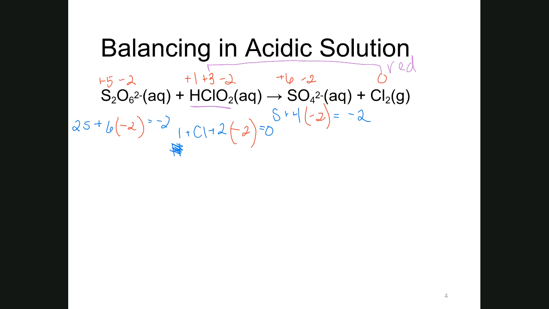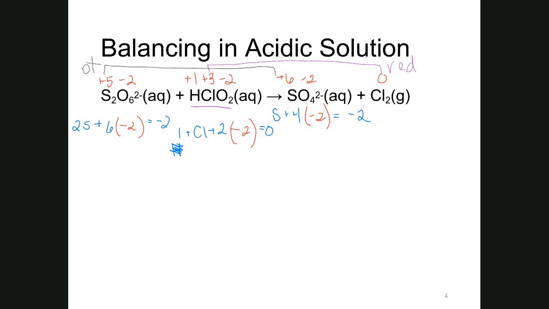And then for our oxidized, I'm going to choose a different color because the green is a little bit harder to see. We'll do gray. For our oxidized, again, there should only be one substance that gets oxidized, and that would be our sulfur. So we're going from a +5 to a +6. We're becoming more positive, so that's our oxidized.